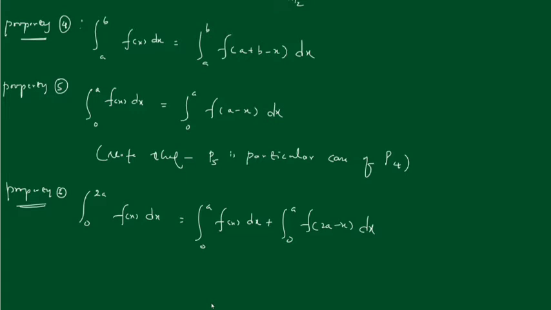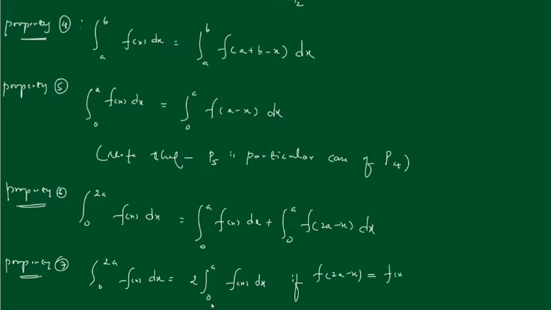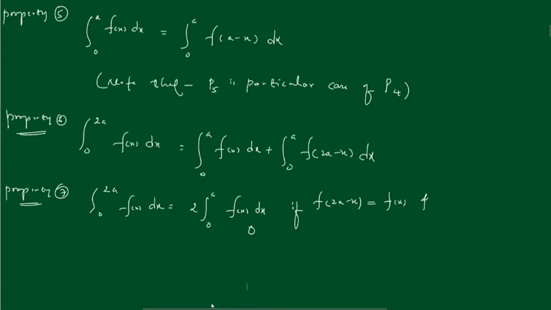So next, property number 7. It is integration 0 to 2a f of x dx, which is equal to 2 times integration 0 to a f of x dx if f of 2a minus x equals f of x, and 0 if f of 2a minus x equals minus f of x. There are two cases. So next, property 8.